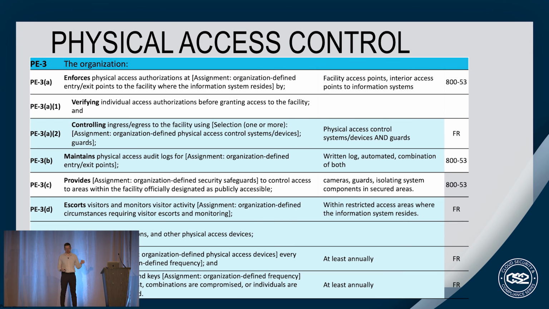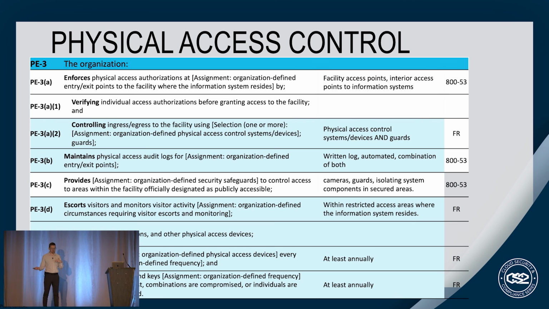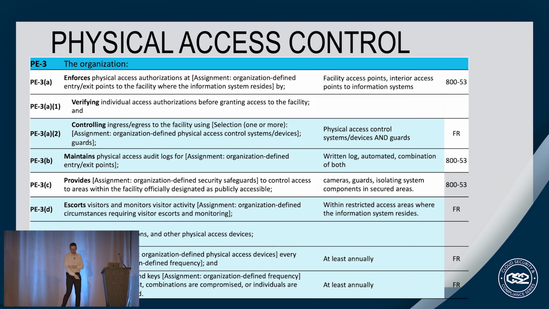If I'm going to control ingress or egress, I have a requirement here that I have to define what those systems or devices are going to be. FedRAMP says, and we're going to get to this in a minute, physical access control systems, devices, and guards. I'm going to want to do something about that. Okay, so then I'm going to have to maintain physical audit logs. According to NIST, that could be either an automated log or a written one, or a combination of both, don't care.